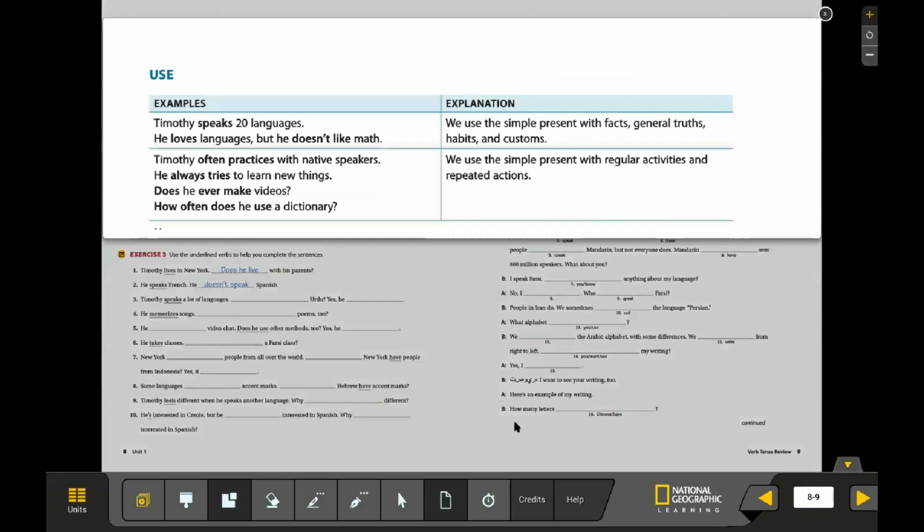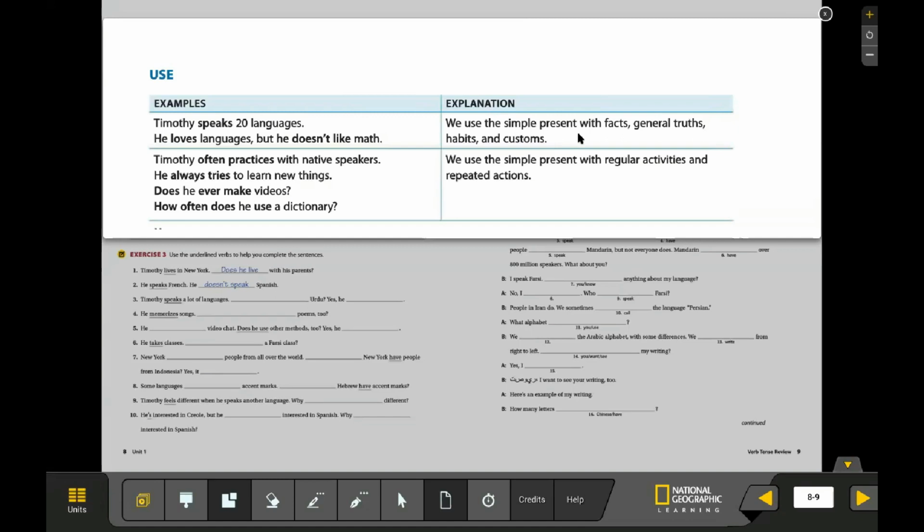We have the use of the simple present. Okay, let's see. German, hello, German. Good morning, teacher. Good morning. Can you read here the first explanation and the example? Sure. Explanation. We use the simple present with facts, general truths, habits, and customs. Examples. Timothy speaks 20 languages. He loves language, but he doesn't like math.